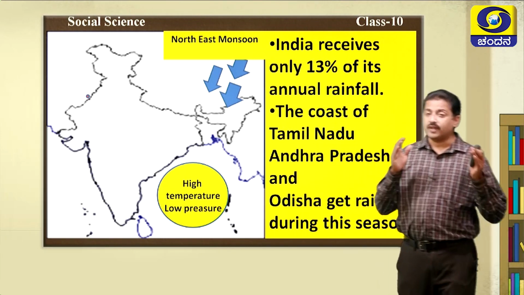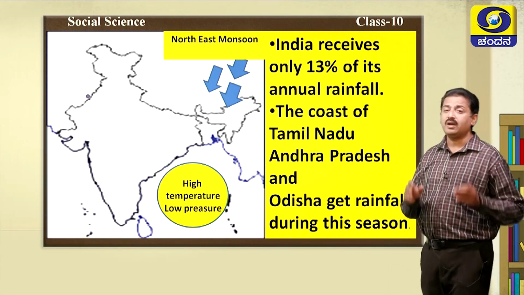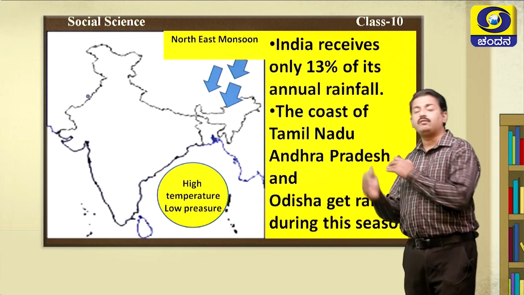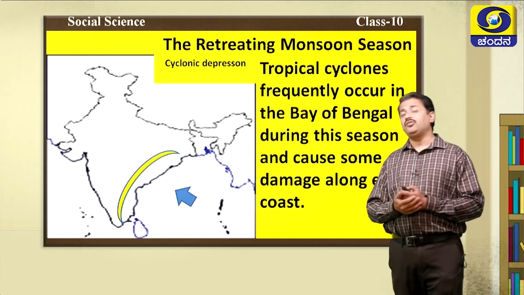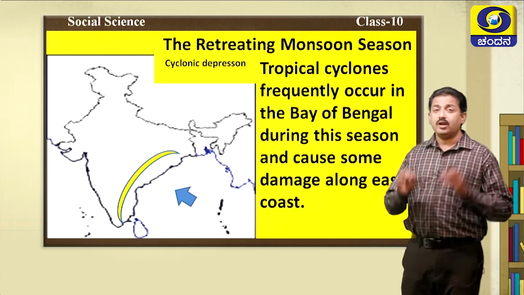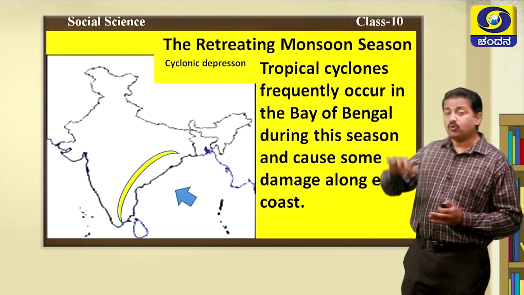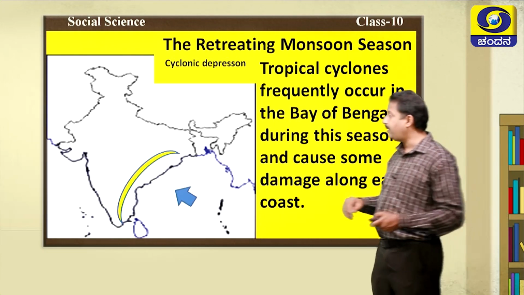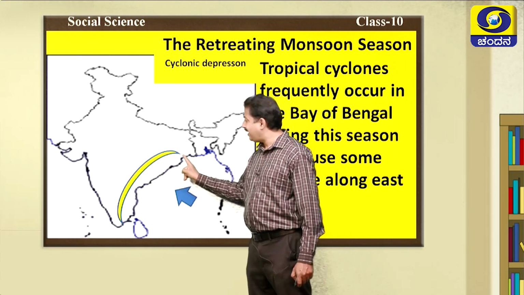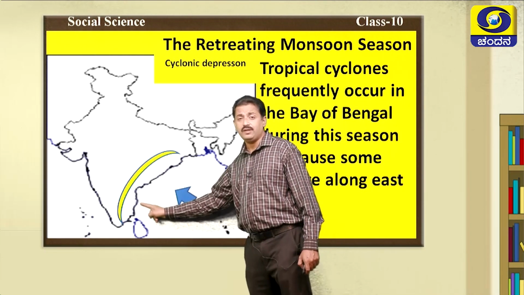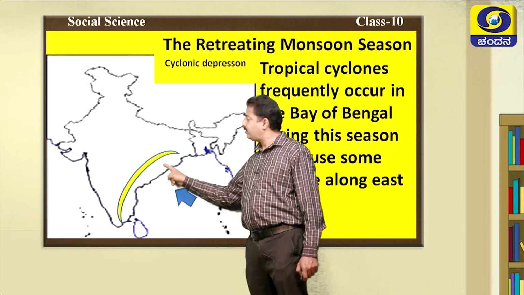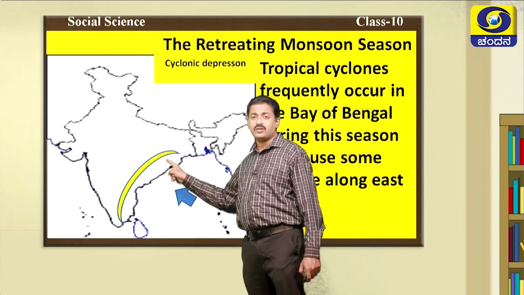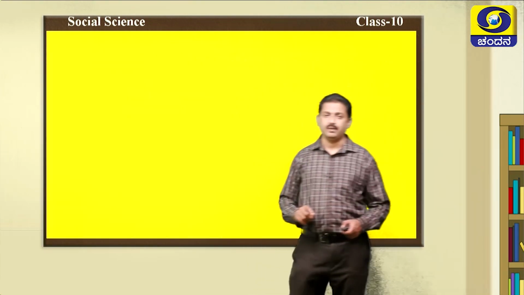In this season, Tamil Nadu, Andhra Pradesh, Odisha get good rainfall during the months of October and November. Retreating monsoon season: in this season, tropical cyclones frequently occur over the Bay of Bengal and cause heavy damage to the life and property of people. On this map, I am showing you the areas which are influenced by cyclone winds. This area is influenced by cyclone winds, and these cyclones damage life and property of the people.